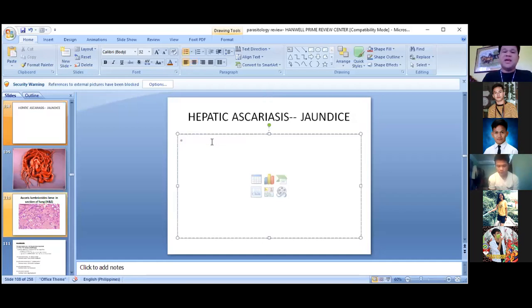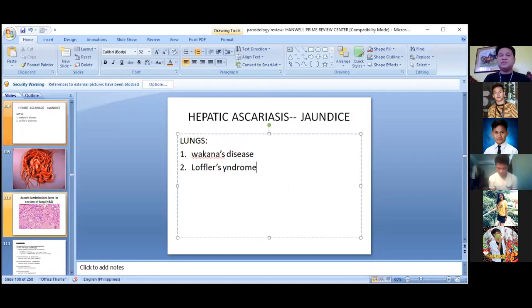So, that would be the first step. From the liver, it proceeds to the lungs. So what happens in the lungs? There are 3 diseases which I would want to discuss. The first one is Wakana's disease. The second one is your Loeffler syndrome. My dear students, Wakana's disease and Loeffler syndrome are actually similar in terms of clinical manifestation.